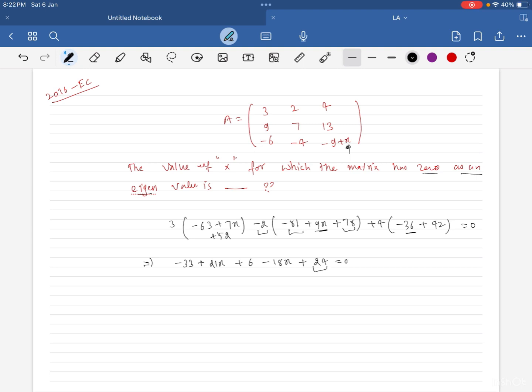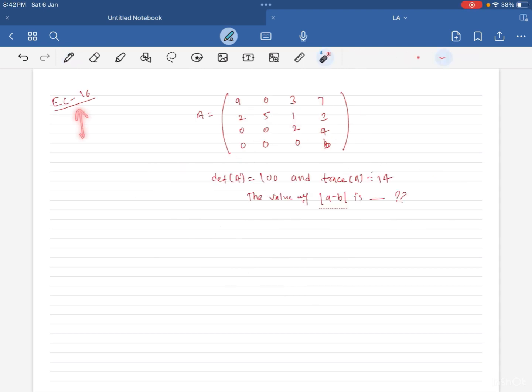Now 24 plus 6 is 30, and minus 33, that is minus 3, and so 3 would be there on the right hand side, and 21x minus 18x, that is 3x. So x is equal to 1 is the answer for this.